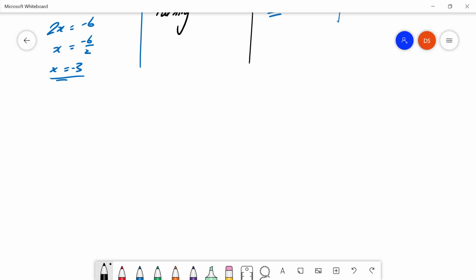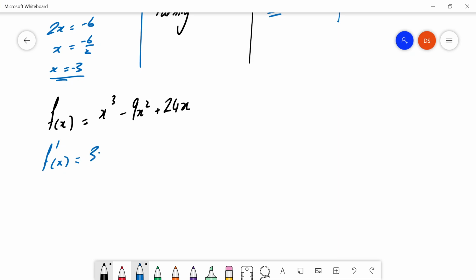Let's have a look at this function. f of x is equal to x cubed minus 9x squared plus 24x. Let's find the stationary points of this function. To do this, we must differentiate. Multiply by the power, take 1 off the power, multiply by the power, take 1 off the power, multiply by the power, take 1 off the power. Now we must set this equal to 0, and we're going to solve for x.